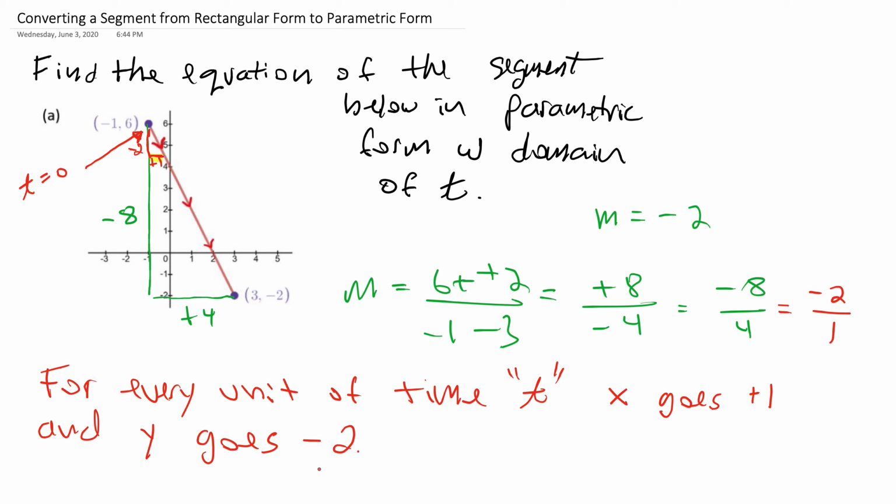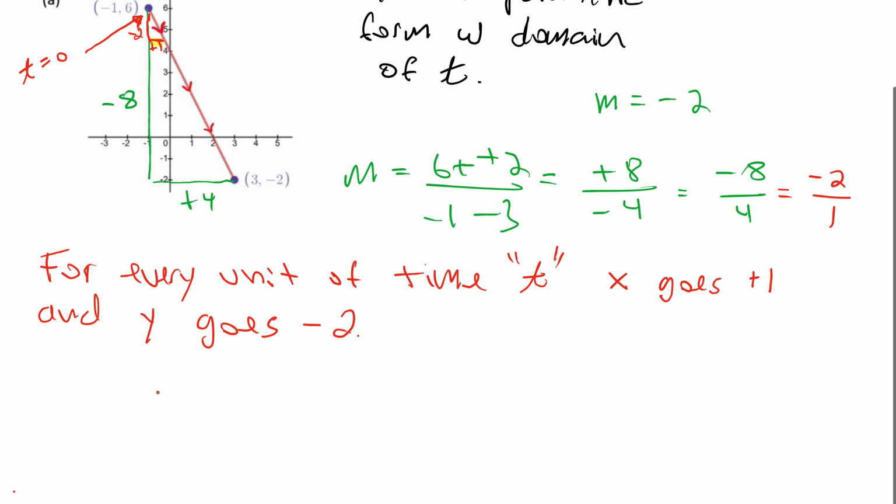But that doesn't have to be for a full unit. t could be a millisecond or 0.25 seconds. It's going to maintain the same ratio. Does that make sense? Your slope will still maintain that 2-to-1 ratio. So now that we know that, if we're talking about x, x goes positive 1 for every unit of time t, right?